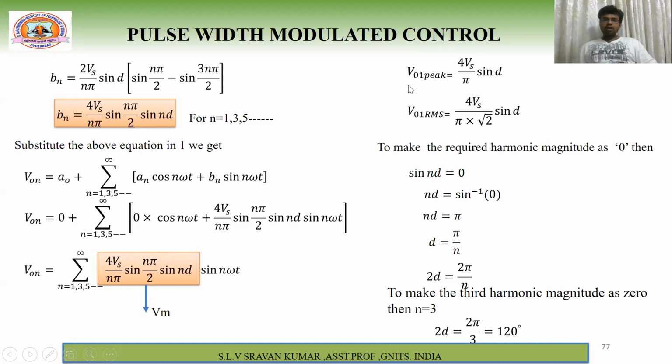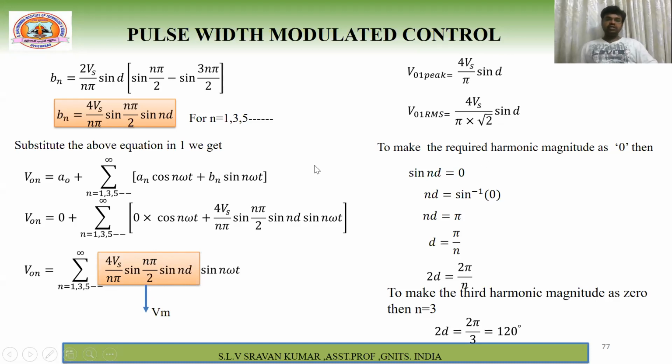So what is V01 peak? Which is nothing but substitute n is equal to 1 here. That means 4Vs by pi, right? Sine pi by 2, how much? 1, into sine nd, n you can keep as 1. Therefore, what happens? Sine d. Therefore, if you go for V01 RMS, what happens? 4Vs by root 2 pi into sine d, right?